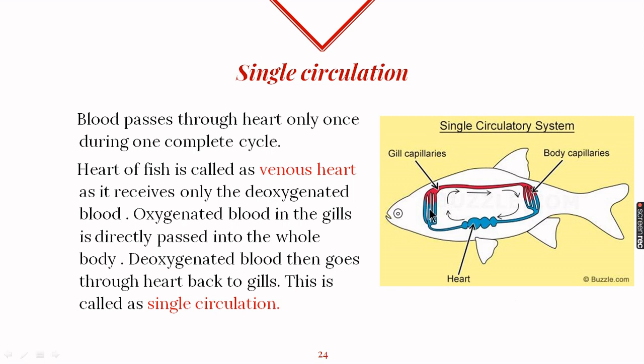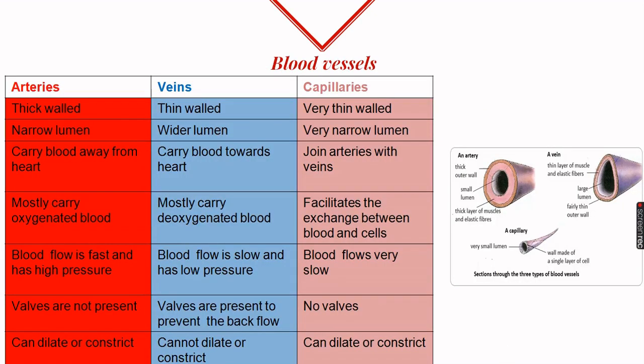In fishes, oxygen enters the blood in the gills. This oxygenated blood is then directly taken to all the parts of the body, and it does not pass through the heart. Then deoxygenated blood from all the parts of the body is only brought to the heart. Now this heart receives only deoxygenated blood. As a result, the heart of fish is also called the venous heart. The heart then pumps this deoxygenated blood back into the gills for oxygenation, and this is called single circulation.